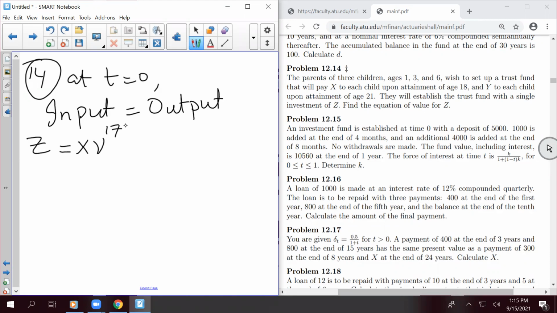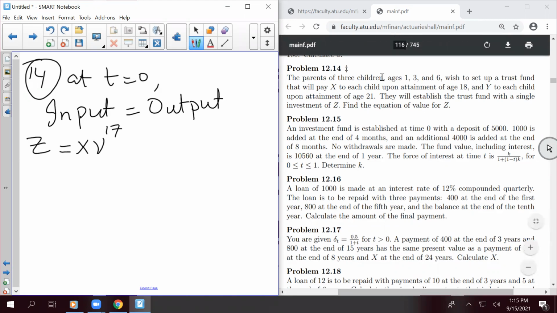What about the second child who is age three? How long does that child have to wait from now? 15 years, and the child is going to get X again. The value of that X now is X new 15. And the third child? 12 years, X new 12.